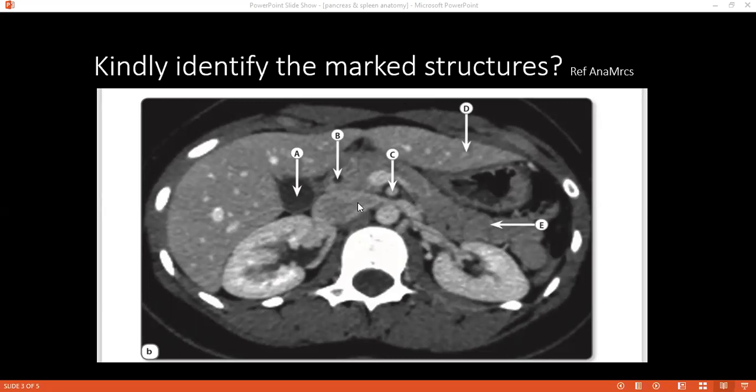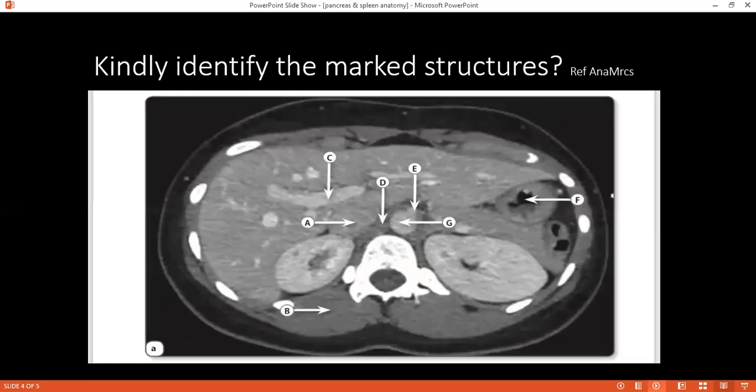Which organ could that be? Can you guess at what level this CT scan transection has been taken? L1 level. Are you sure? Would you find spleen at L1 level? You have to think.